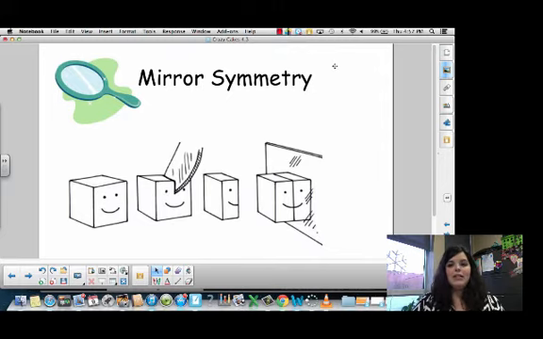So if you would please write that down in your notebooks, mirror symmetry, and you can either draw a picture, which might be kind of hard to do, or write down it's an exact match to the other half.